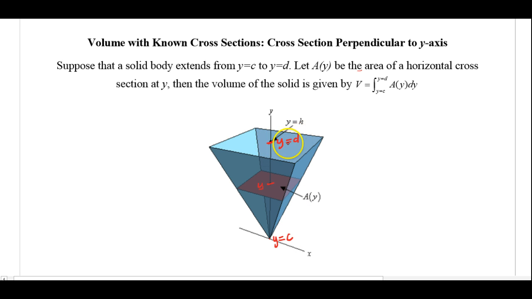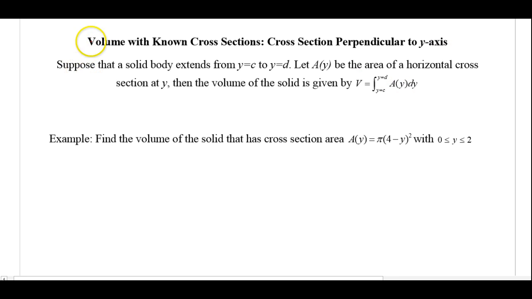So d would be the upper limit of integration, and c would be the lower limit of integration. Remember, smaller y values are on the bottom, bigger y values are on the top. So we always want to go from the smaller number to the bigger number for limits of integration. The main thing that changes here is that we need our area function to be a function of the variable y instead of the variable x. We'll see how that affects some of the work we need to do when we solve a problem. So once again, here is that volume formula that is now a function of y as opposed to a function of x, because we have horizontal cross sections.